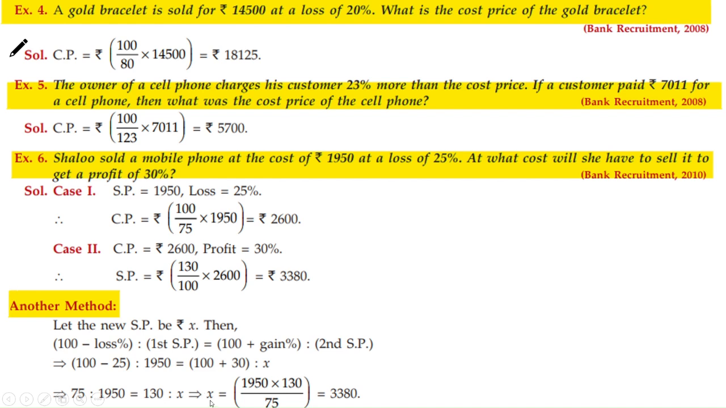Then x equal to 1950 into 130 by 75. That equal to rupees 3380.